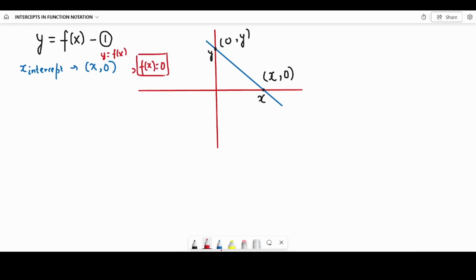So this is a very important result. And in the y-intercept, the ordered pair is of the form 0, y. Now that can also be written as 0, f of x. Now you know that in case of y-intercept, the x is always 0. That means here we can replace this x with 0. That means here the ordered pair is of the form 0, f of 0. This is for y-intercept.